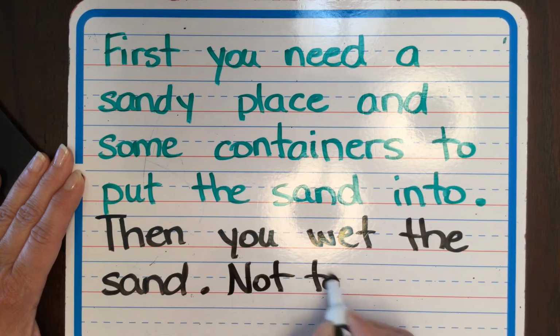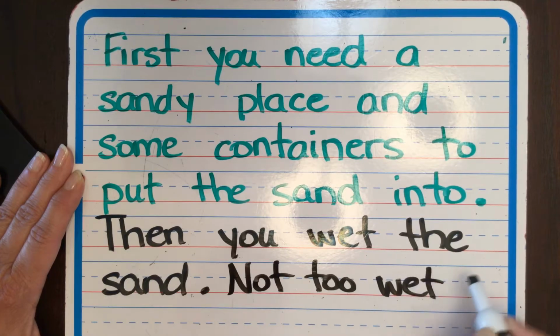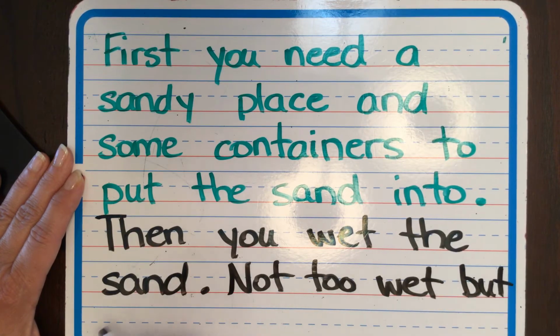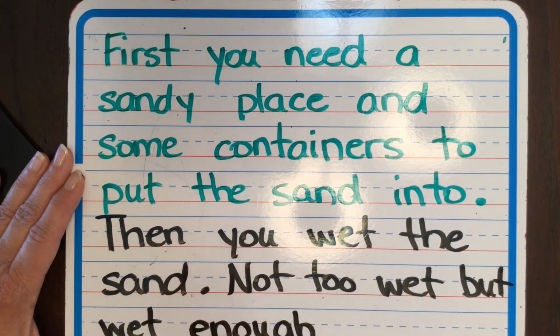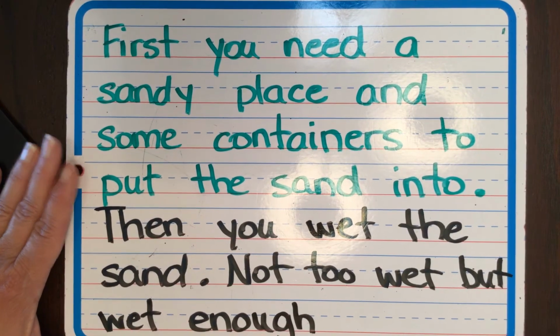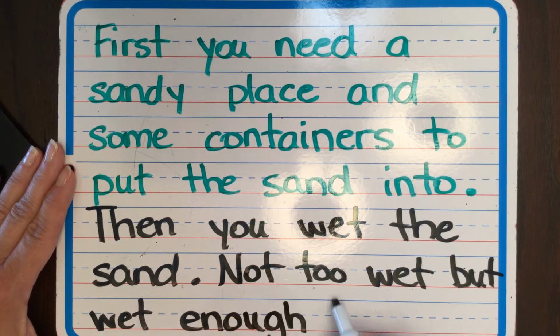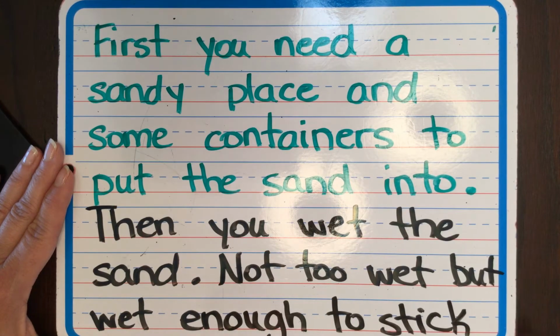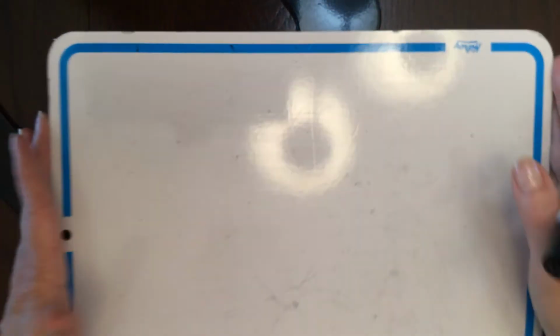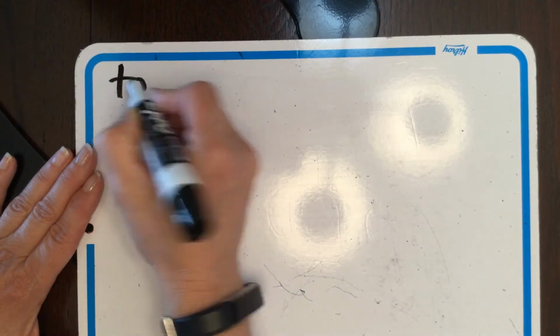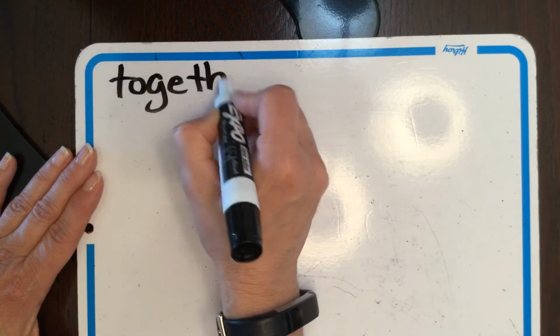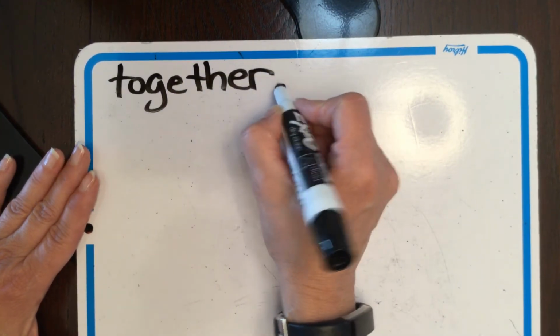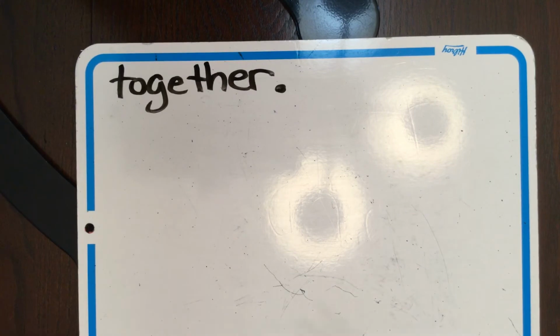Not too wet, but wet enough. Enough is spelt very strangely. You could put E-N-U-F and I would know you meant enough. Not too wet, but wet enough to stick together. I'm going to flip over my board to write the word together. Together. Remember, is ear. Okay.